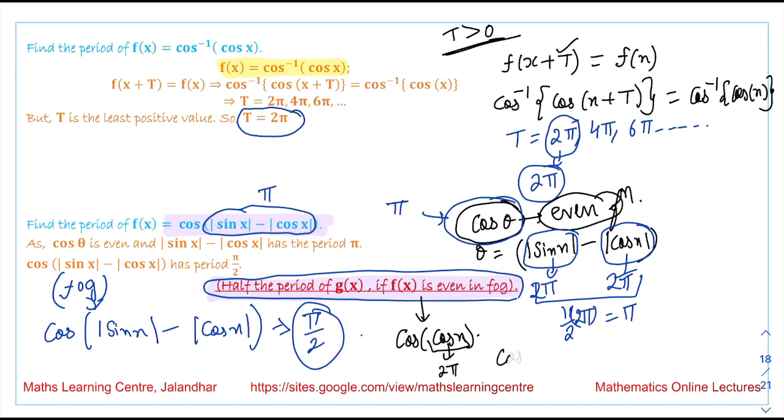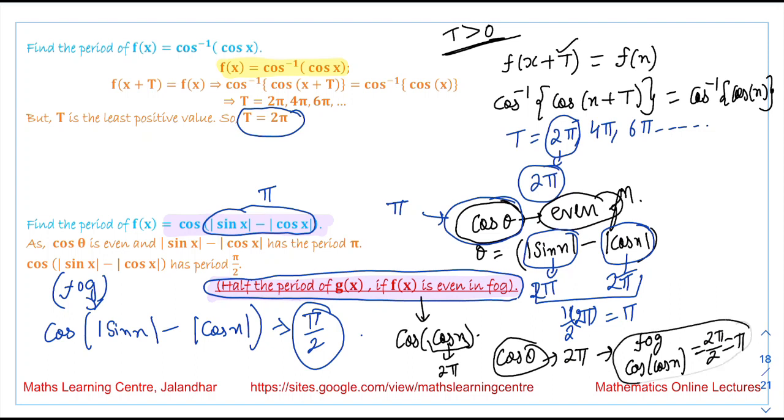Cos theta is an even function with period 2 pi. So the period of the composition of functions f of g, that is cos of x, is half the period of g(x), that is 2 pi over 2, which is equal to pi. And this result we have already seen in our previous slide.